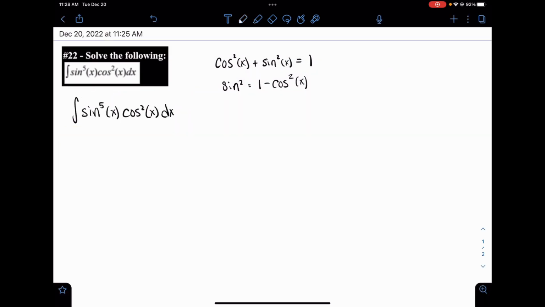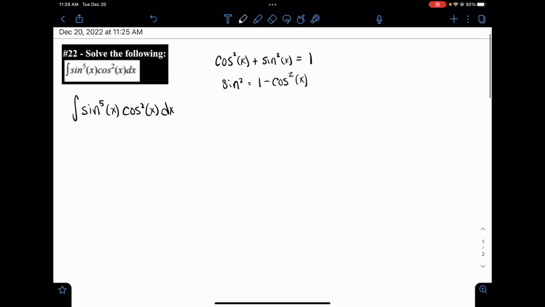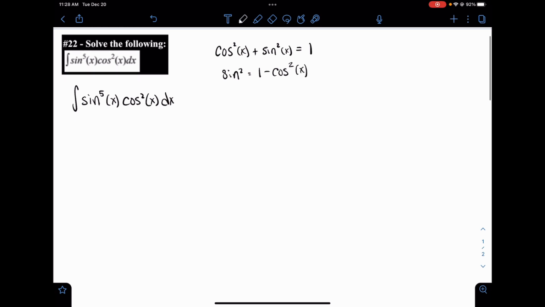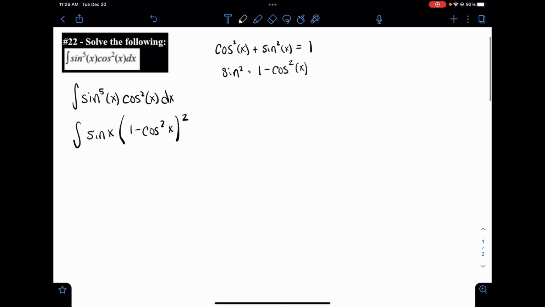Problem 22 asks us to solve a very similar integral to what problem 21 asks us to solve. And we can start the same way by substituting out a sine squared. So we get left with sine of x times 1 minus cosine squared of x, squared, because we had sine to the fourth that we're substituting, and cosine squared of x dx.